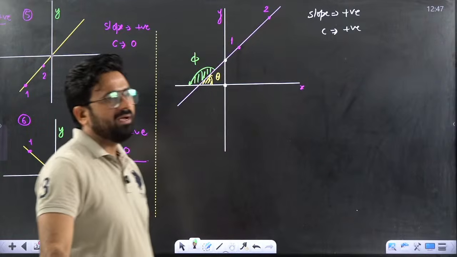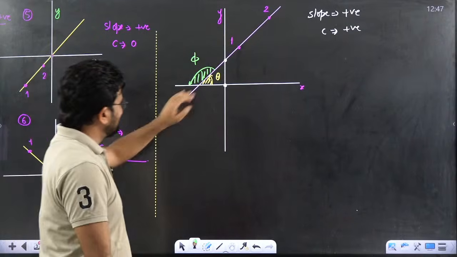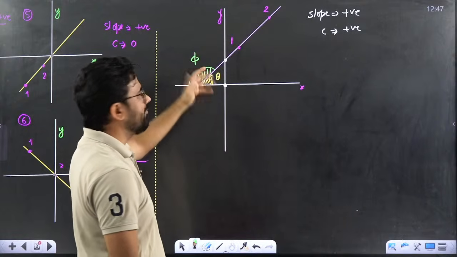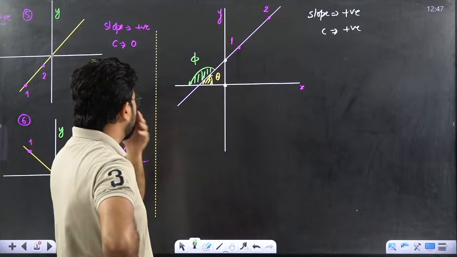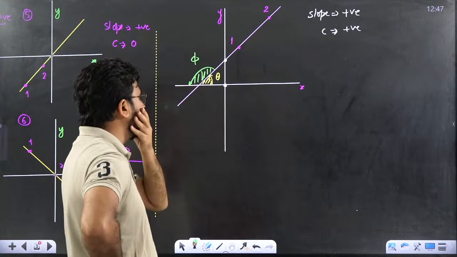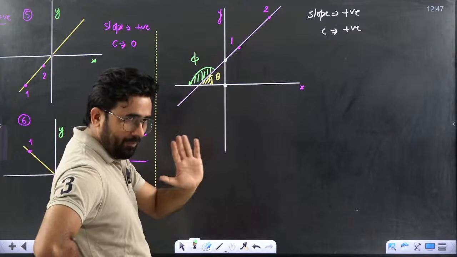Okay, so please try to focus on this part first. This is theta, this is phi. Okay, so this is theta and phi. Which angle can we choose? Some student can say, sir, choose phi. Some student can say choose theta. So there's a certain rule we have to follow.